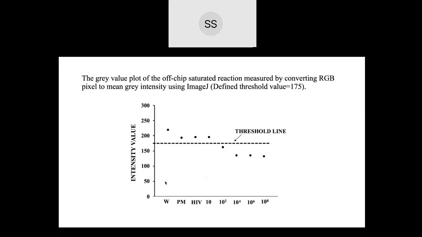We further plotted the gray value with the help of ImageJ software, and we observed a trend that the reactions which did not show a color change have a higher intensity value than 175. This is a user-defined threshold value, and the reactions which show a change in color have a lower intensity value than 175.